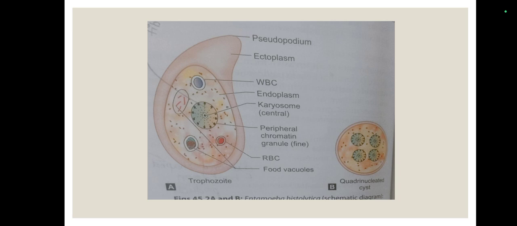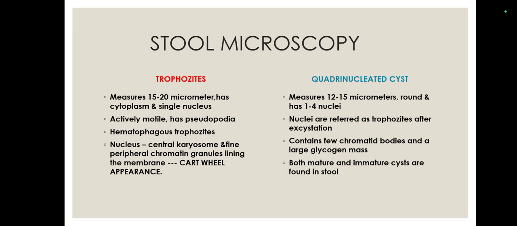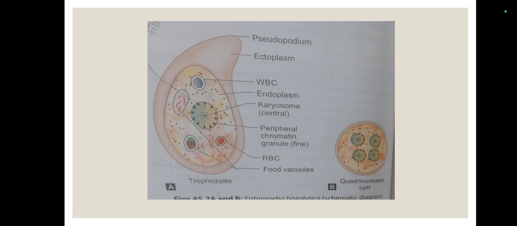Next, the nucleus. If we see the nucleus, there is a central karyosome and peripheral fine chromatin granules, so looking like a cartwheel appearance.